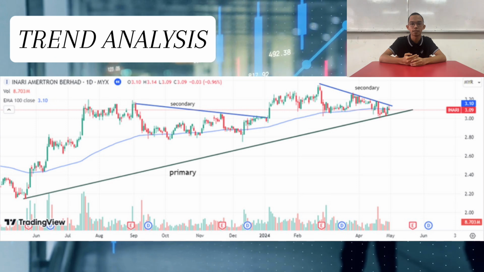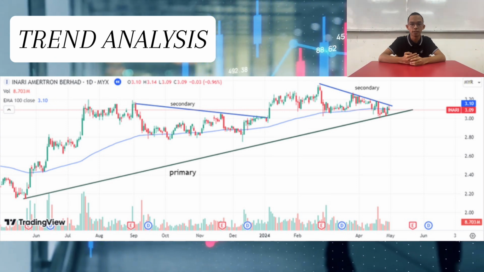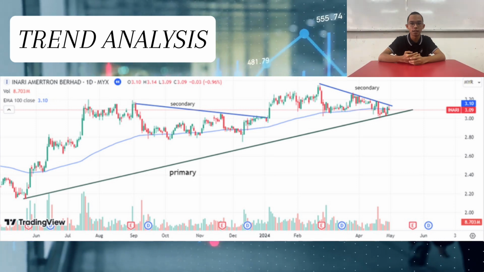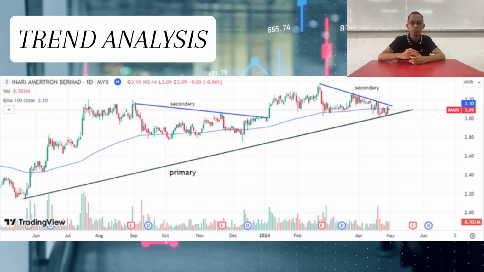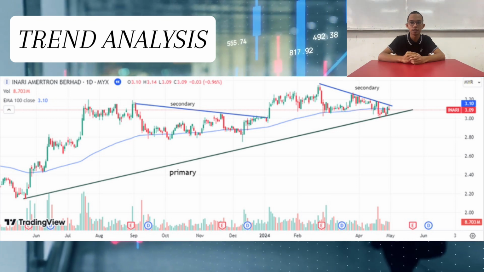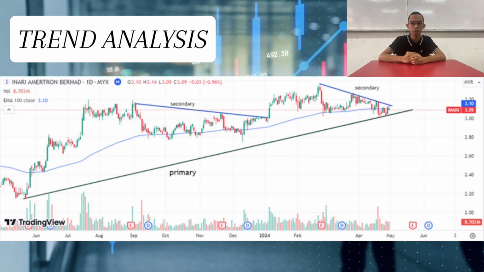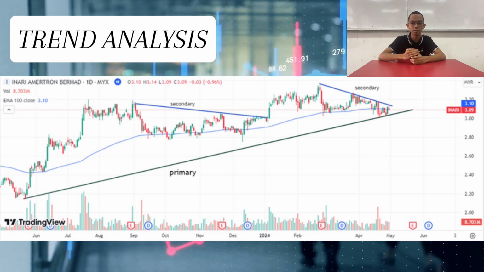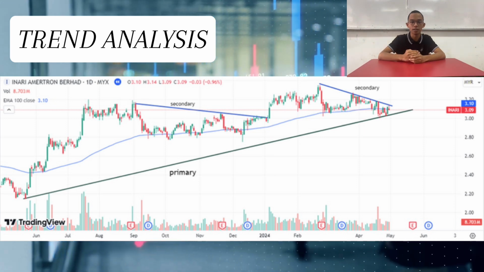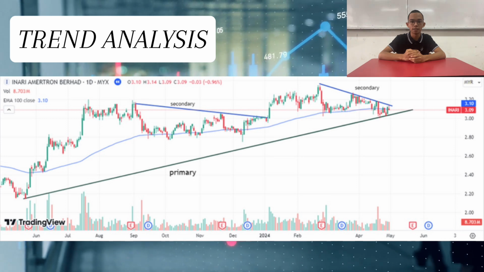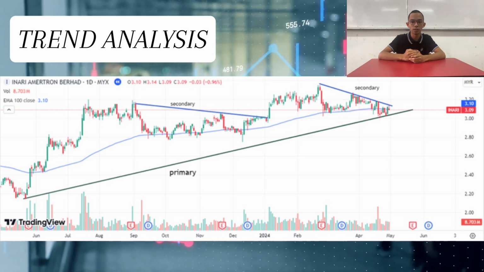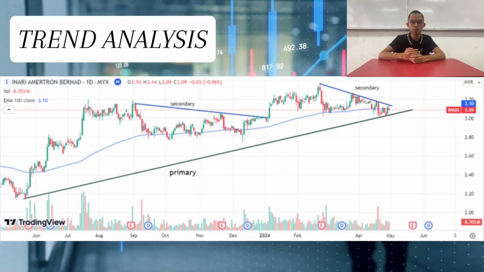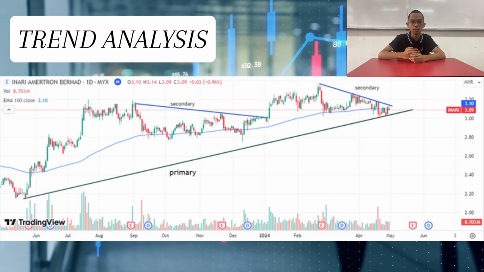For the secondary trend lines, there are two highlighted on the chart. These lines are drawn from the peaks to the lower highs. The first secondary trend line starts from the peak in mid-August, showing a series of lower highs until it intersects with the price level in late November. The second secondary trend line starts from the peak in early February, with a series of lower highs leading to the current levels in late April.